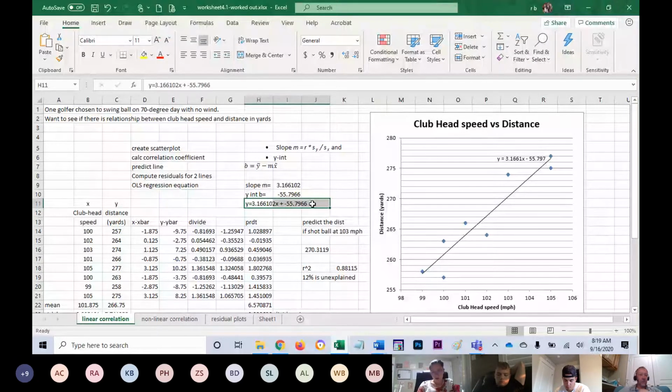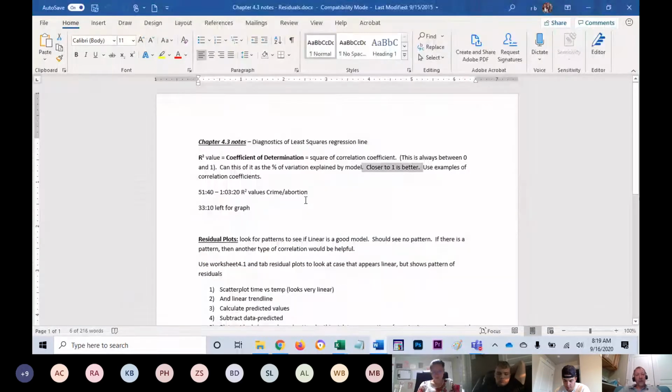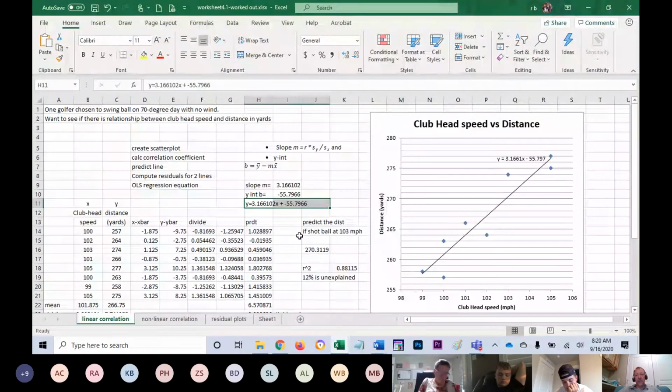Can you go back to the R-squared definition real quick? Okay. So the R-squared definition is the square of your correlation coefficient. This tells you the percent of variation explained by the model. Closer to 1 is better. Okay. Thank you. Yeah, no problem. All right.